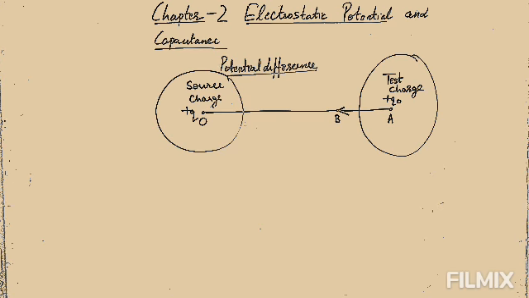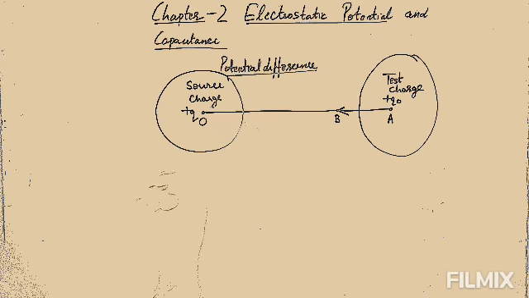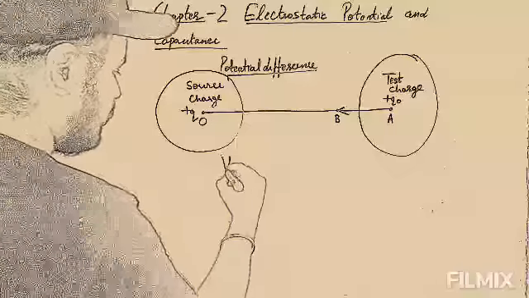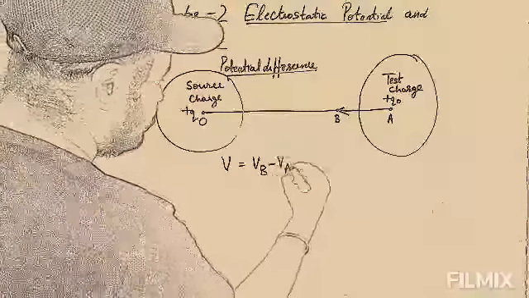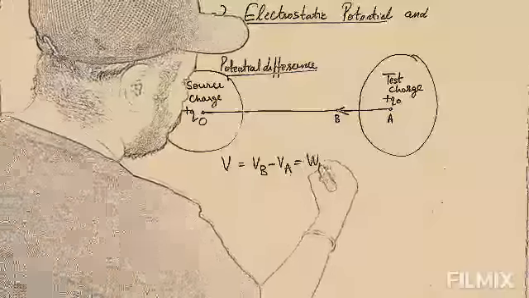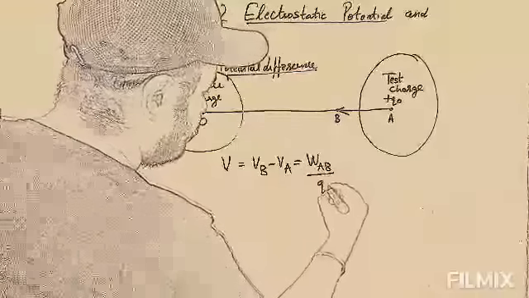So potential difference here will be defined as the work done in moving a charge from one point to another against the force of repulsion from the source charge. So mathematically, potential difference is given as VB minus VA upon equal to WAB upon Q naught.